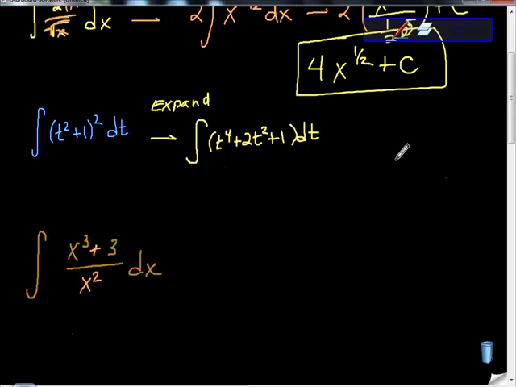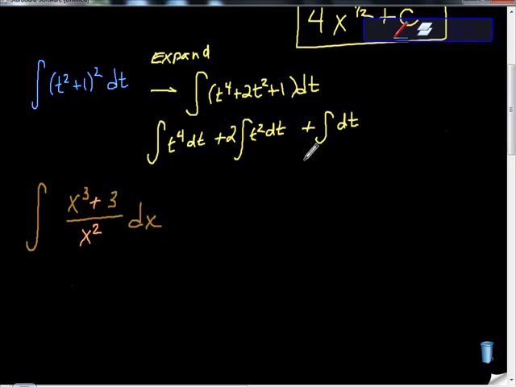From here, I know you're like, oh my god, how did that make it any better? This looks worse than the first thing. Actually, it doesn't, because we can use the sum and difference formula of integration, and we can integrate this thing by pieces and say, I want the indefinite integral of t to the 4th dt plus 2, this is a constant multiple, t squared dt plus the indefinite integral of dt.